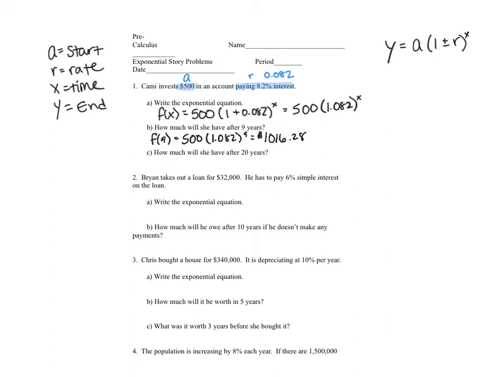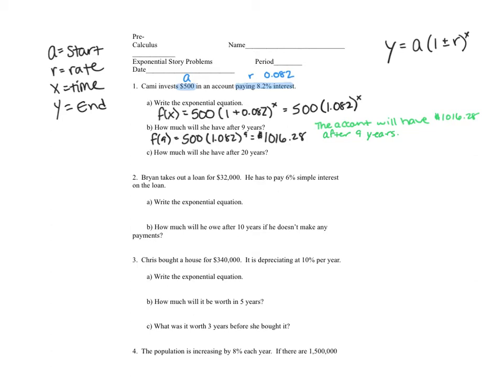And since this is a story problem, we got to write a sentence. So we will say, let's do that in green. Let's see, the account will have $1,016.28 after 9 years. So I'm including my amount of time, which is my x, and my final amount, or my end amount, which is my y.